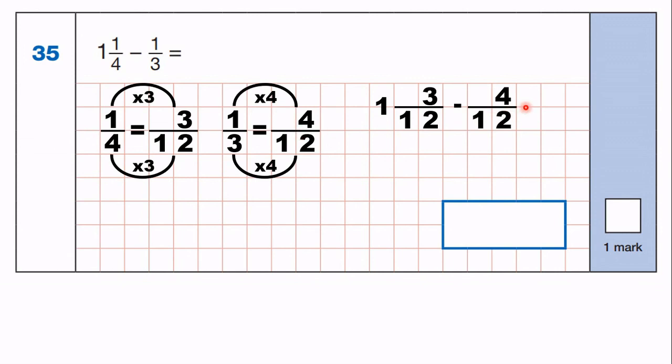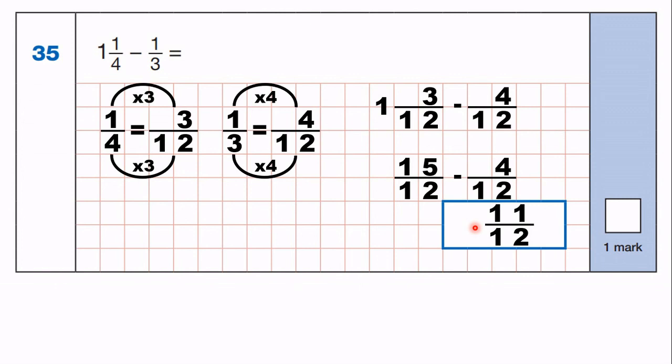But we have a problem here. We can't take 4/12 away from 3/12. But we can write 1 3/12 as an improper fraction. That's 15/12. And if we have 15 twelfths minus 4 twelfths, that gives us our answer, 11 twelfths.